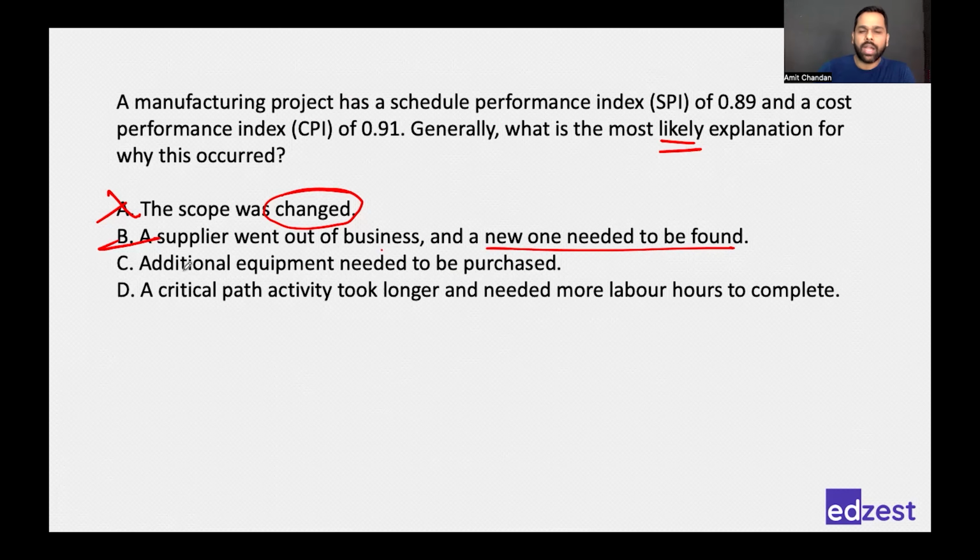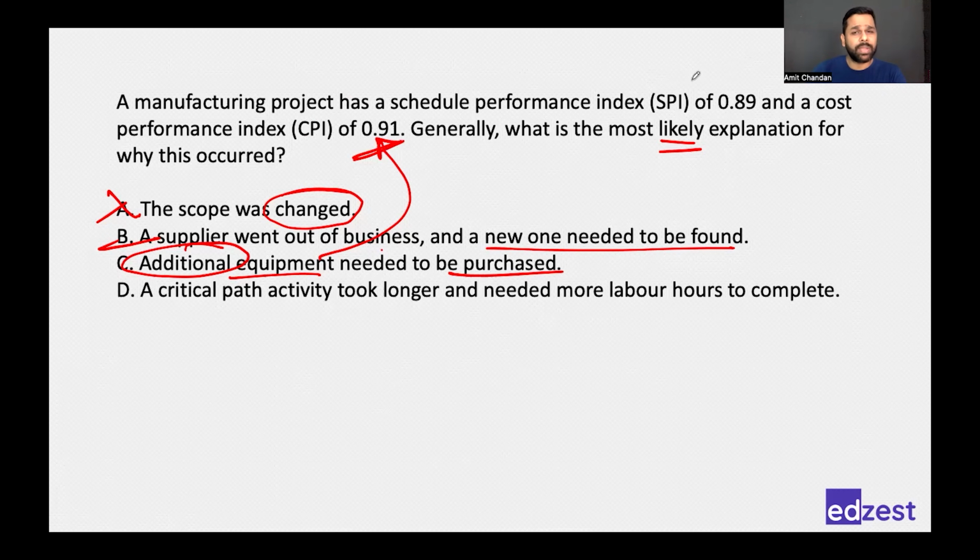Okay. Now, additional equipment needed to be purchased. Now we are saying additional equipment was required than what we had planned. Of course, additional means more than the plan. So in that case, CPI will definitely get impacted. Because we are saying that we needed one more. We are not saying it was just changed. We are saying additional was required. So CPI will definitely get impacted.